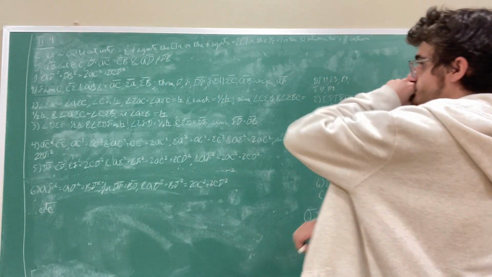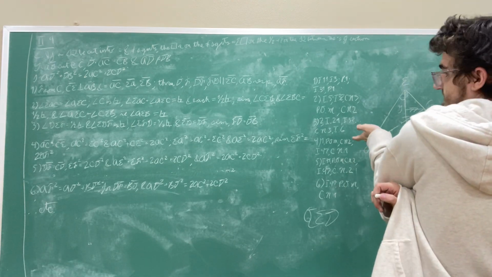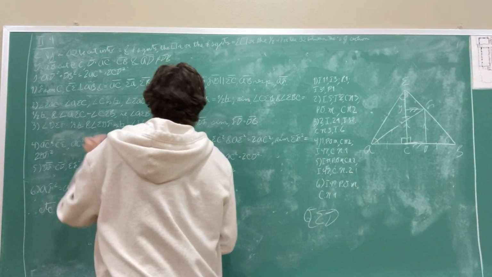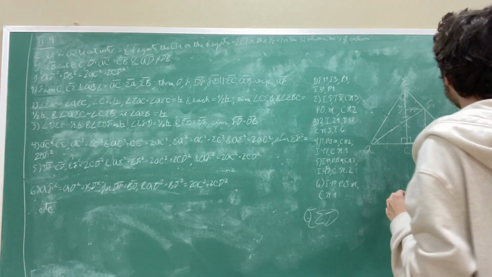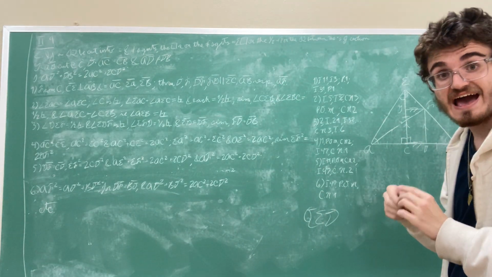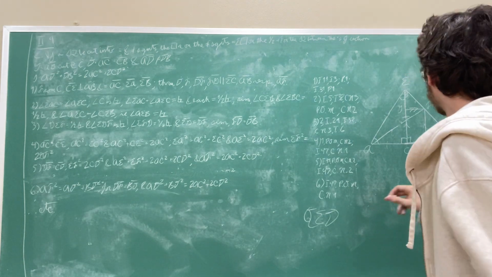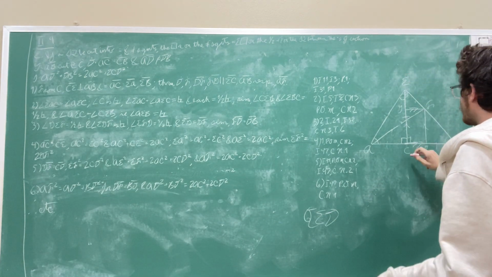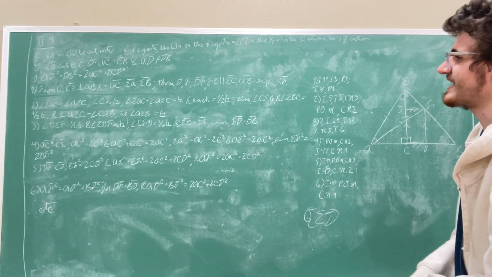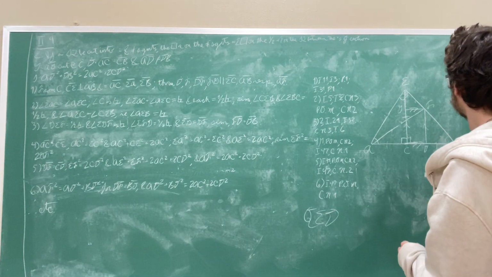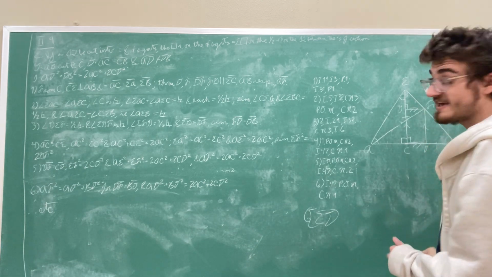Now, we know that the angle GEF equals half of a right angle. GEF is just the same as the angle CEB, so we know that's half of a right angle. And we also know that the angle EGF is a right angle.